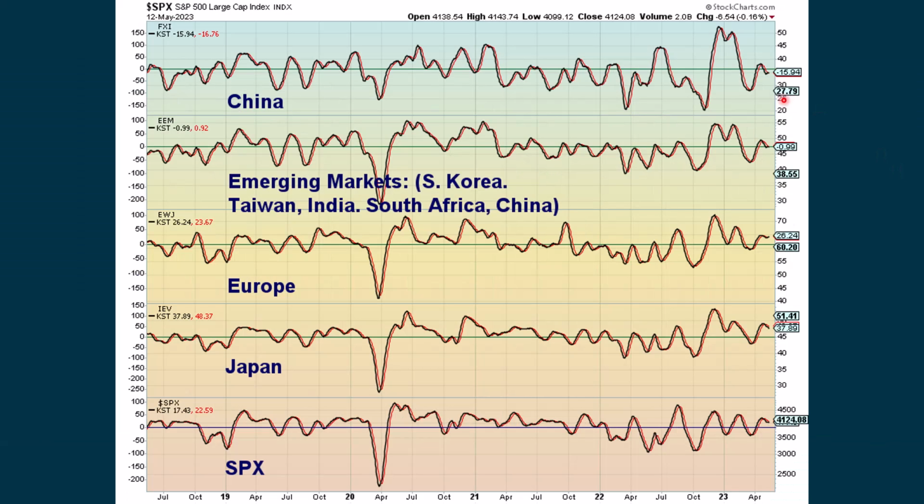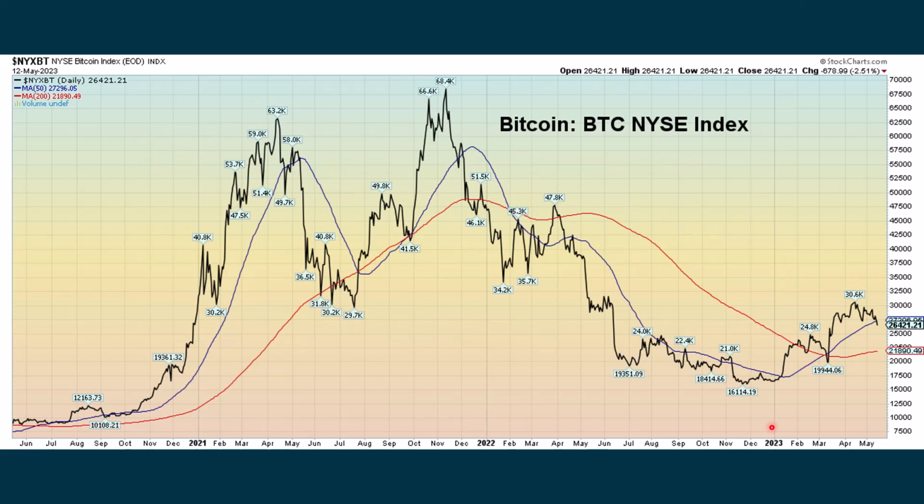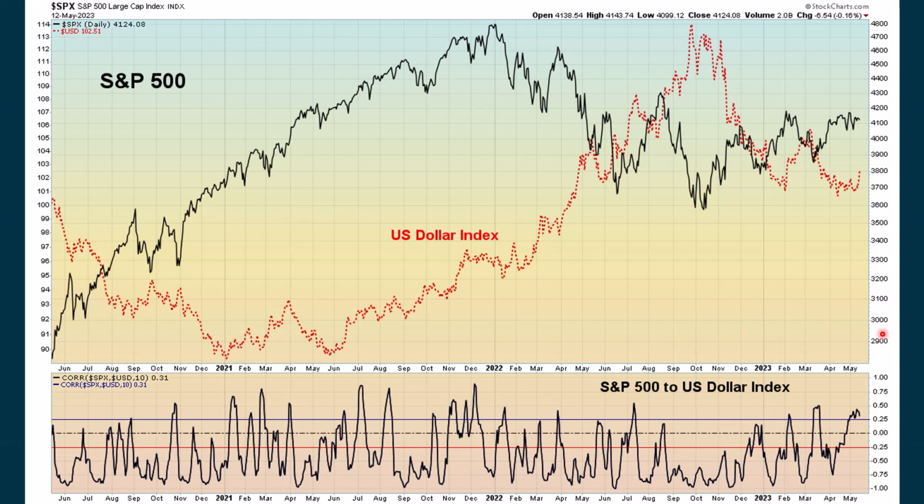Then internationally, we have China trying to turn back up. Emerging markets are trying to turn back up. Europe has already been able to turn back up. We're still headed lower with Japan, and we're still looking fairly negative with the S&P. Bitcoin, even though it's in an overall uptrend, has now crossed down below 30,000.